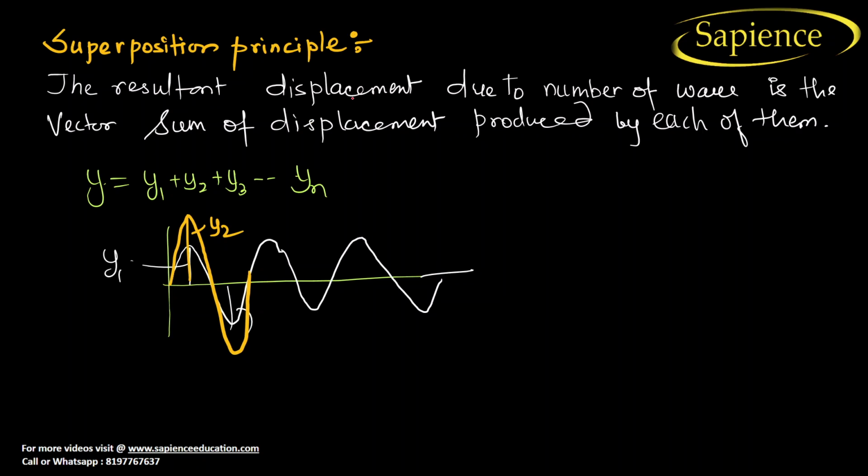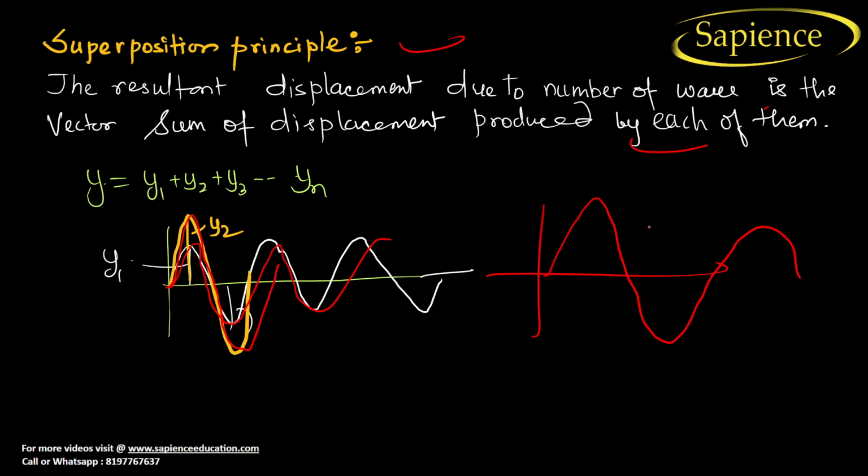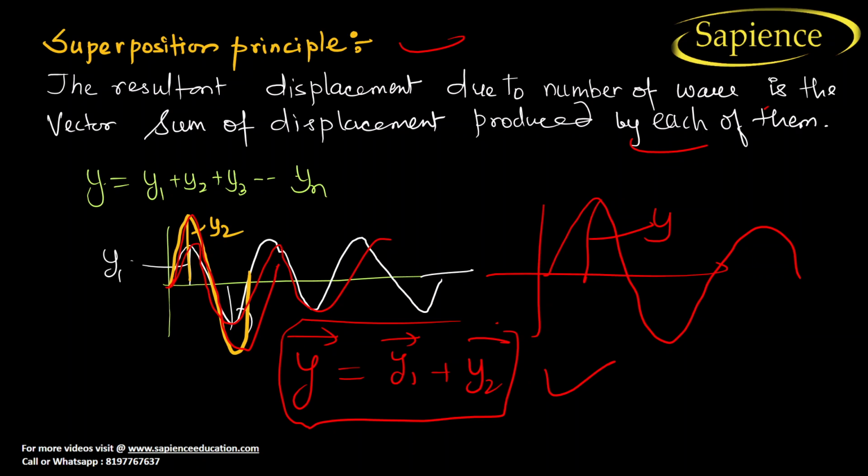Now what is the superposition principle? The resultant displacement due to a number of waves is the vector sum of the displacements produced by each of them. Let us consider this is one wave having an amplitude of y1, and there is another wave having an amplitude of y2. The resultant wave will be like this and it has an amplitude of y. So y will be equal to the vector sum of y1 plus y2. This is considered the superposition principle. I hope you have understood this.